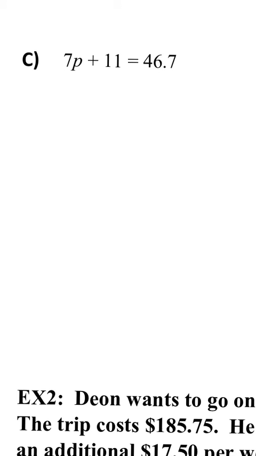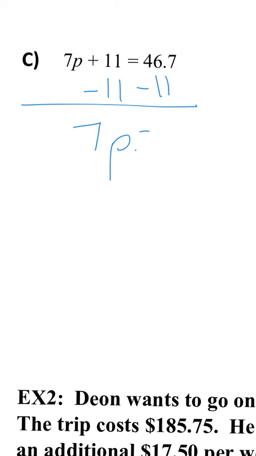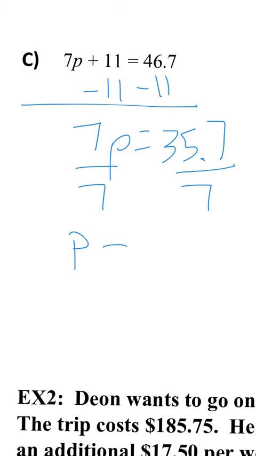Now in example C, we have 7p plus 11 equals 46.7. We're going to first isolate the constant by subtracting 11 from each side of our equation. So we're left with 7p equals 46.7 minus 11, which gives us 35.7. We divide now by the coefficient on each side, and we're left with p equals 5.1.